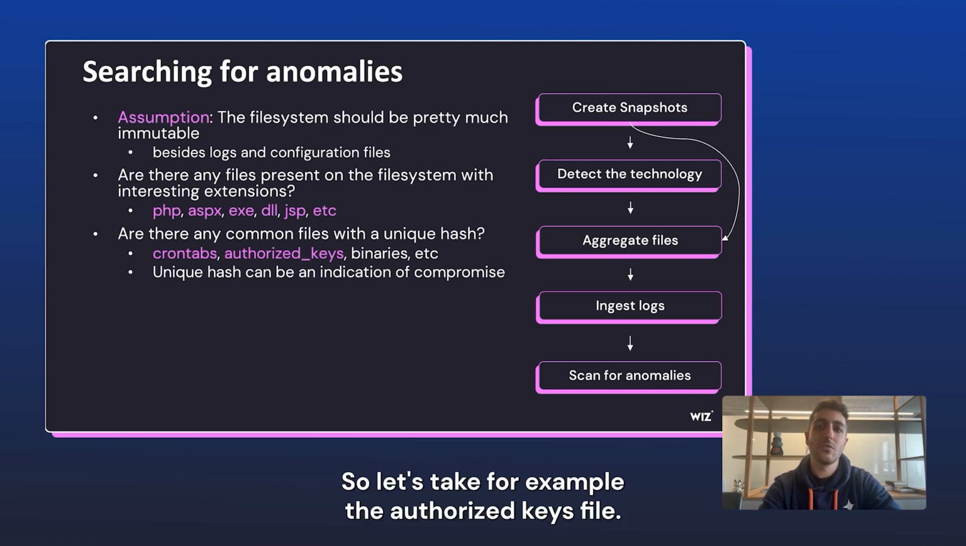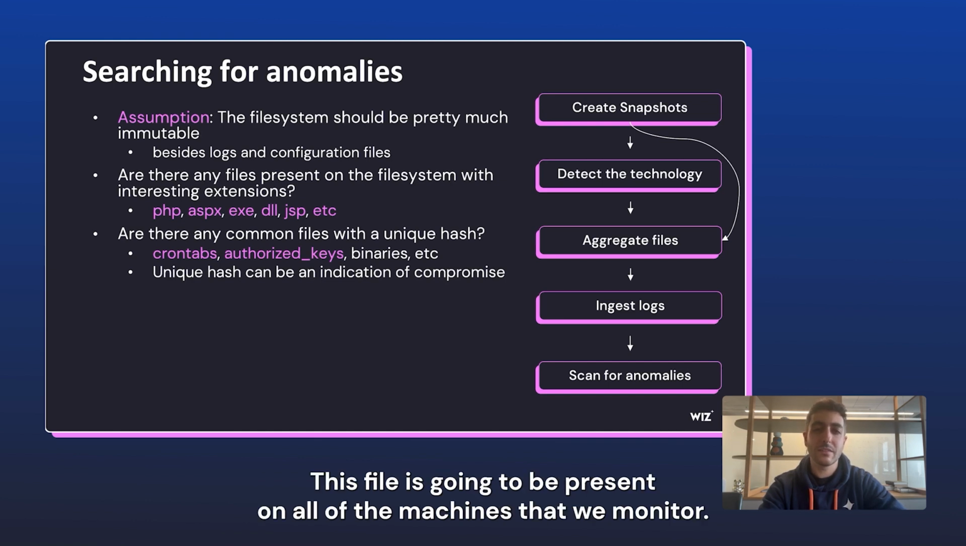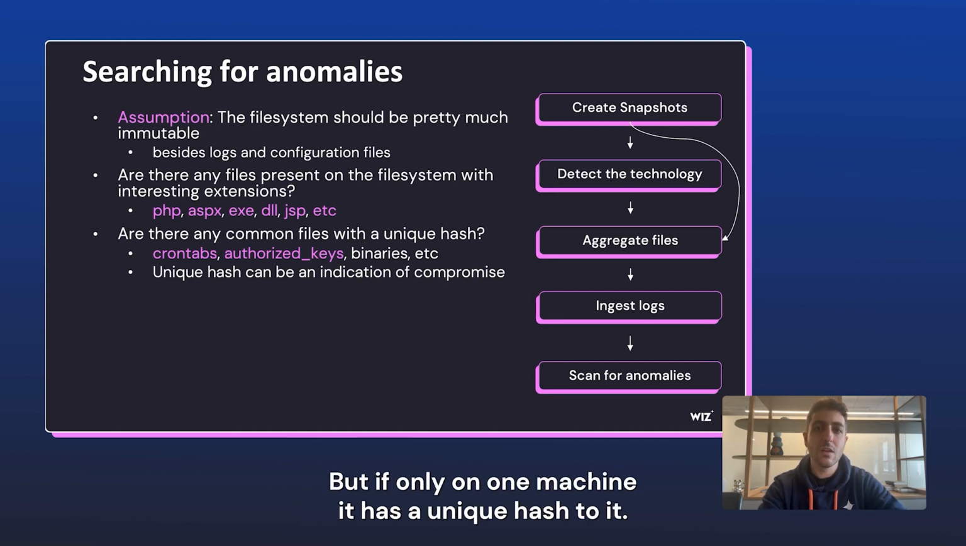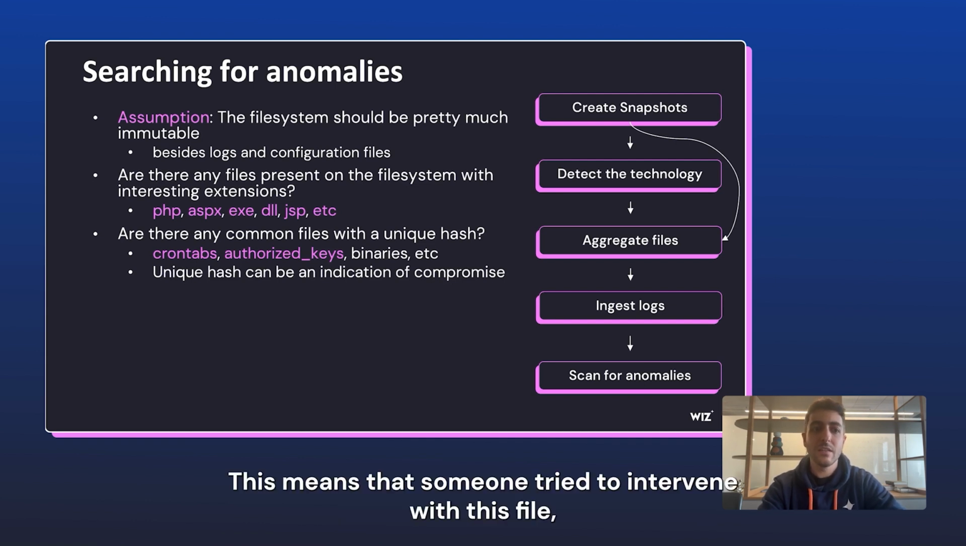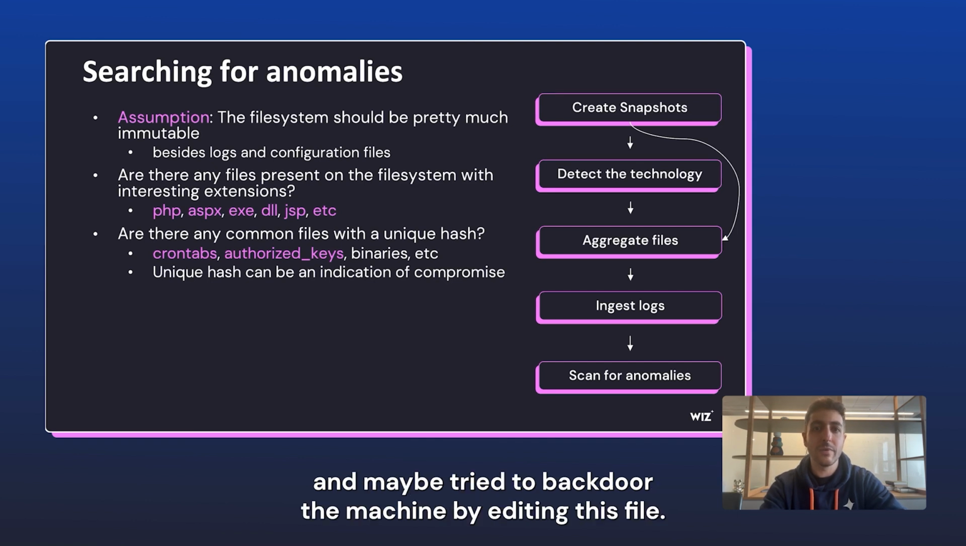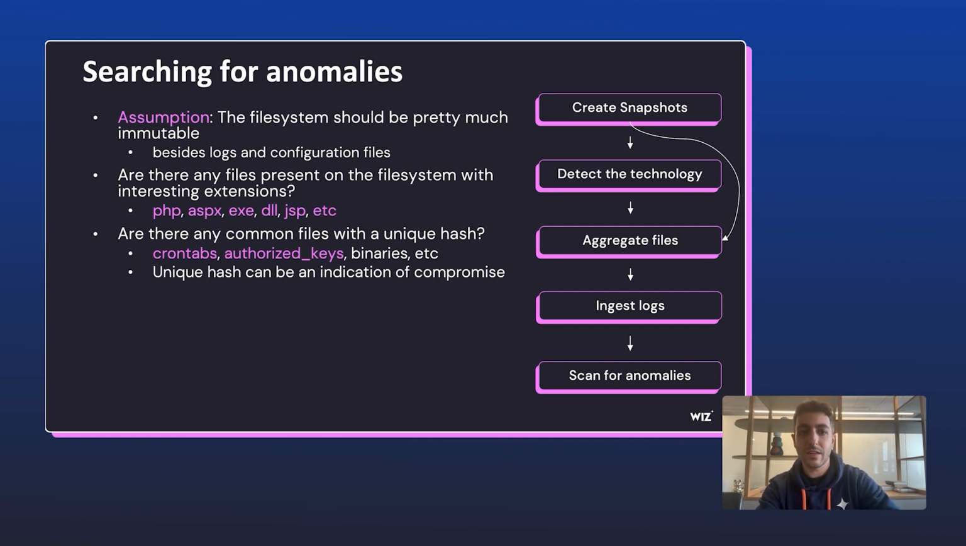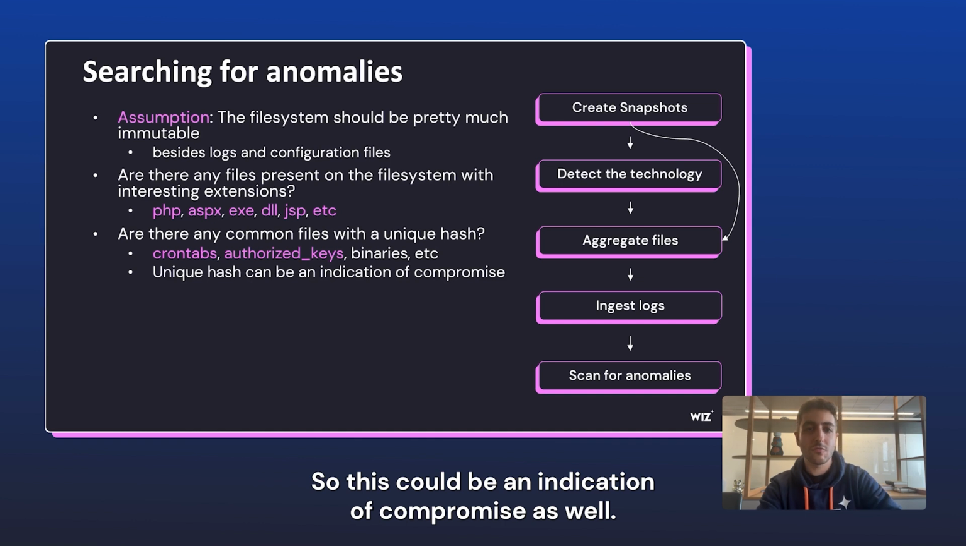Another interesting question that we can ask is, are there any common files with a unique hash? So let's take, for example, the authorized keys file. This file is going to be present on all of the machines that we monitor, but if on only one machine it has a unique hash, this means that someone tried to tamper with this file and maybe tried to backdoor the machine by editing it. So this could be an indication of compromise as well.